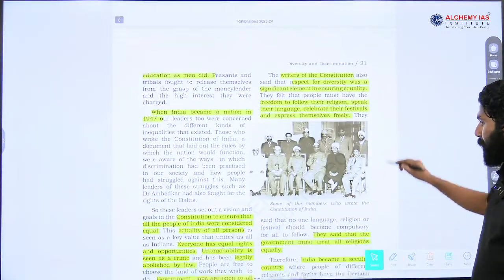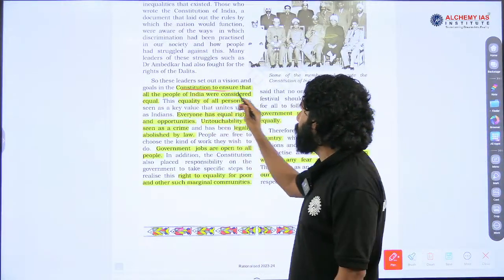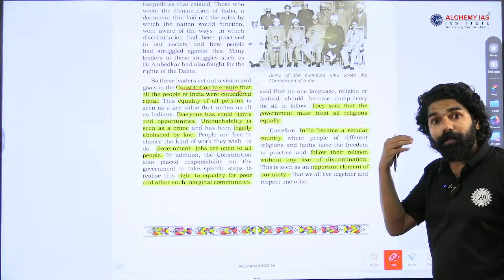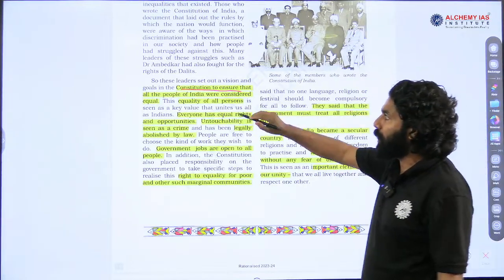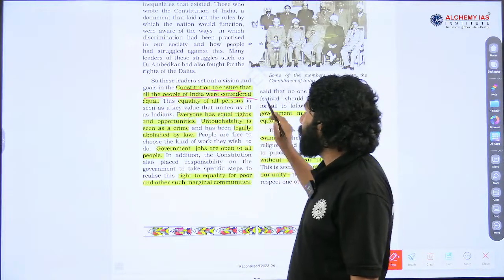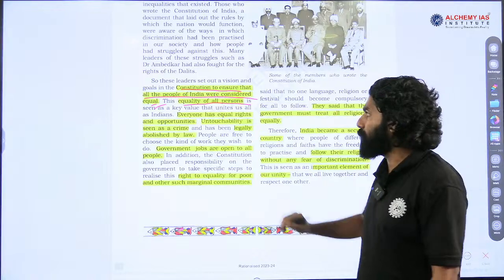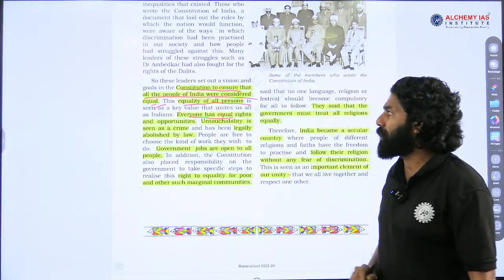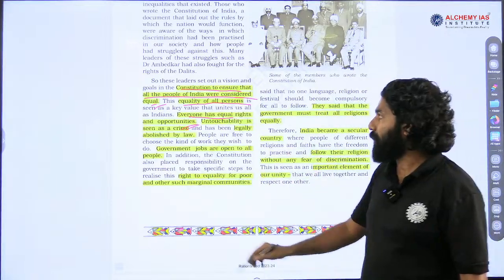You can see here I am again taking this page a little bit larger. Those who were drafting the Constitution of India ensured that all people of India were considered equal, and equality of all persons in front of the law. Everyone has equal right and opportunity. This is covered under the current constitution under Article 16.